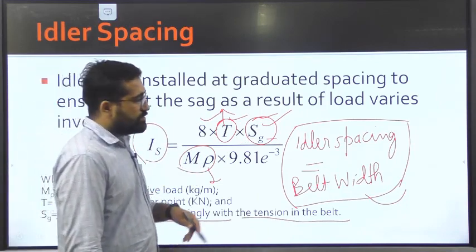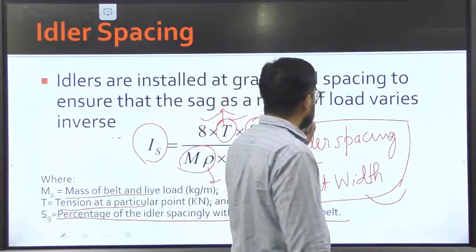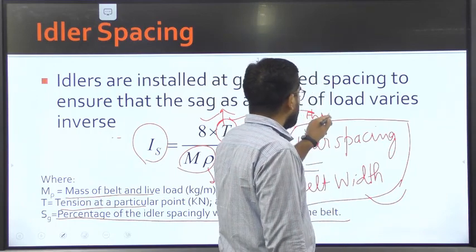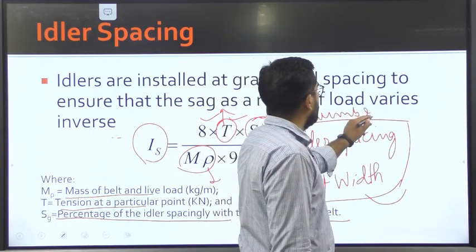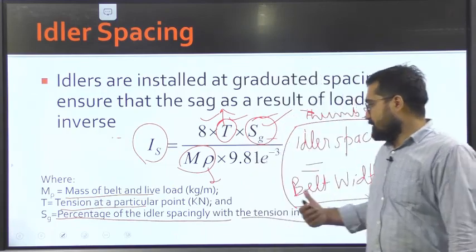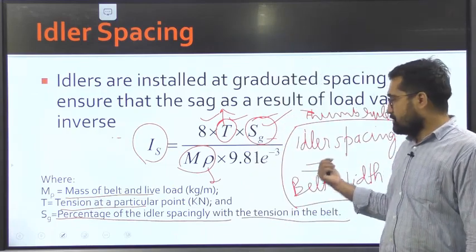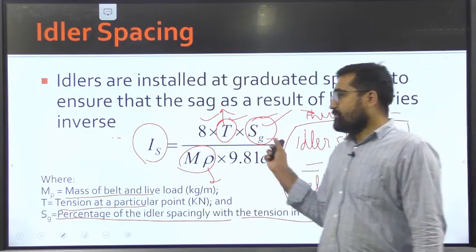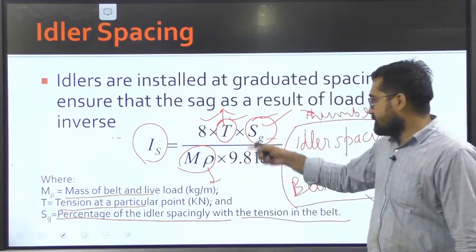Okay, so this is the thumb rule which they generally use in industry for idler spacing, and sometimes they will ask this in GATE also, by using this formula. If they have given everything, then you have to use this.